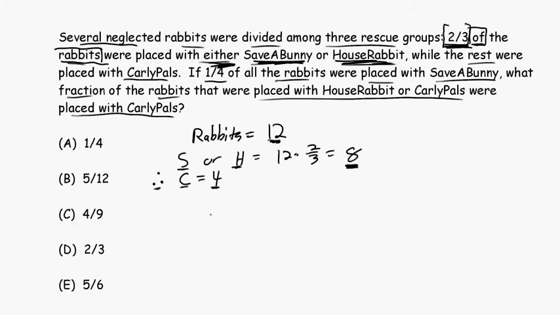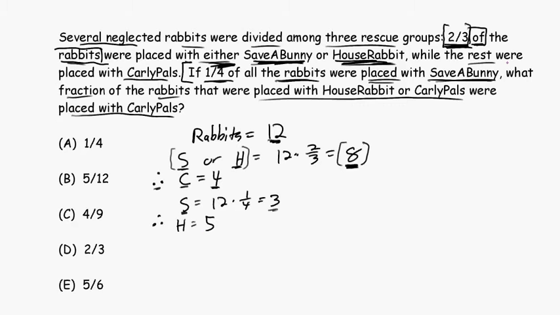Let me keep reading. From this second sentence, please. If 1/4 of all the rabbits were placed with Save a Bunny. Okay, well that means Save a Bunny gets 1/4 of all the rabbits. That's 12 times 1/4, which equals 3. And before I even keep reading, going back up to the top here, if S or H have 8, right? And I know S has 3, therefore H must have 5. Okay? Again, looking to write down what remains.